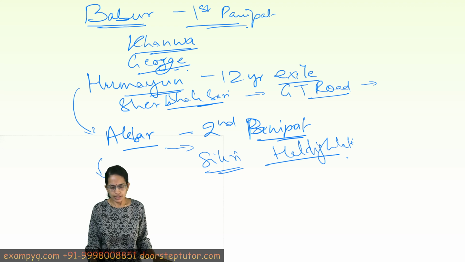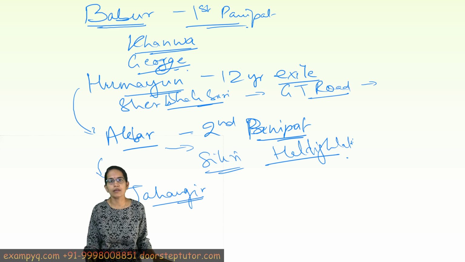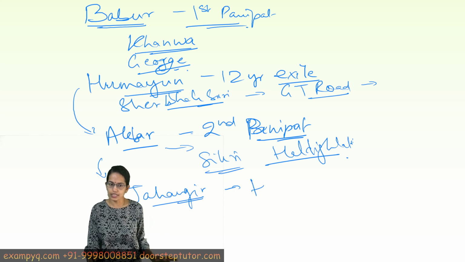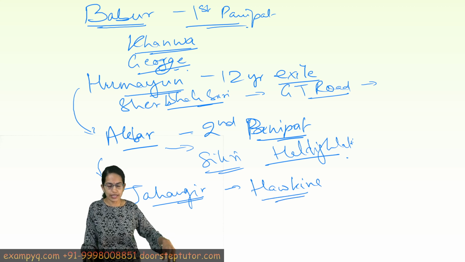After Akbar came his son Jahangir. Jahangir was also known as Salim. He married Noor Jahan, and he actually built the Noor Mahal as well, and he was one of the rulers during whose time the British Captain Hawkins came to India.